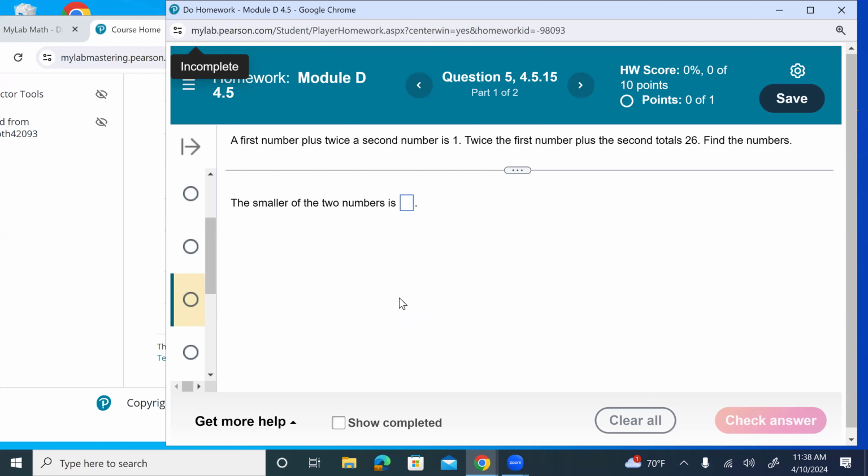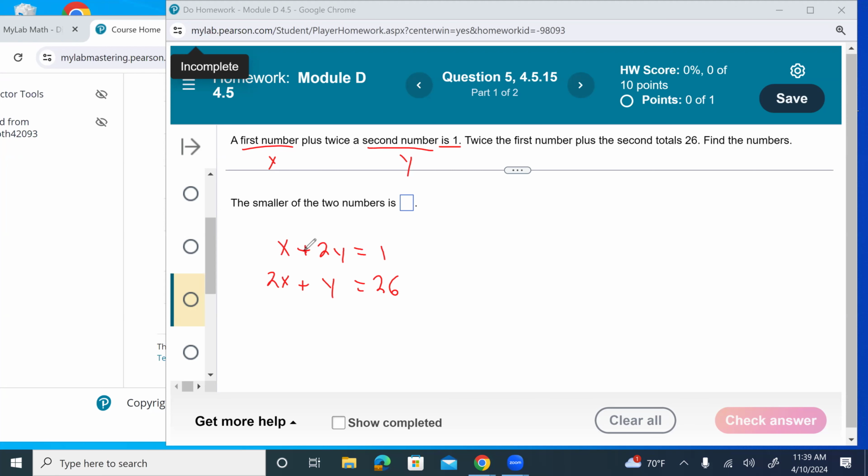A first number, okay, we'll say X is the first number. Second number, we'll call that one Y. So a first number plus, how do I do twice the second number? 2Y equals 1. Twice the first number, how's that going to look? 2X plus the second totals up to 26.